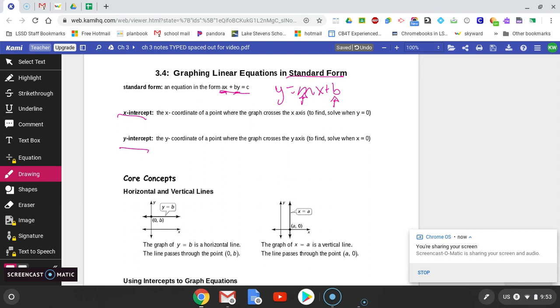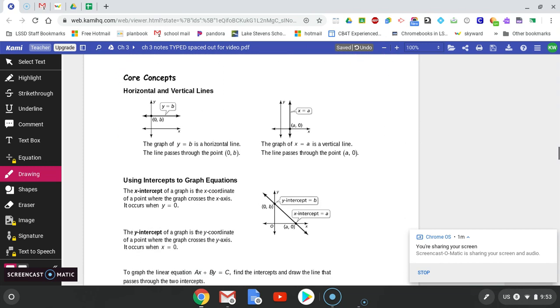So the x-intercept is the point where it crosses your x-axis. So our x-axis is here. Whatever point it crosses, that's your x-intercept. Our y-intercept is where it crosses our y-axis, which is this line right here. And that's always going to be when the other variable is equal to 0. So the x-intercept is when y is equal to 0, and the y-intercept is when x is equal to 0.